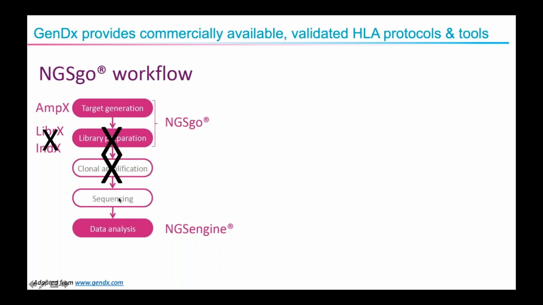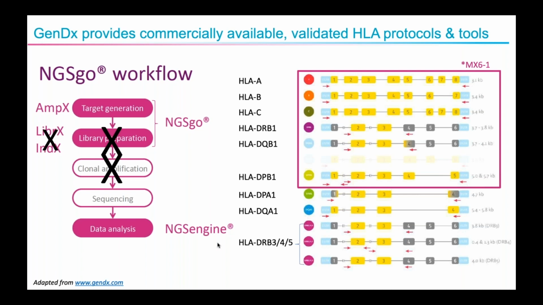However, once we do sequence the amplicons that are generated, we do a data analysis with the NGS engine tool, which I'll speak of in just a moment. As I mentioned, GenDx has a repertoire of amplicons to address HLA. 11 loci can be prepared with their primer sets, although we focus on using the 6-plex MX61, which comes as a single tube multiplex.